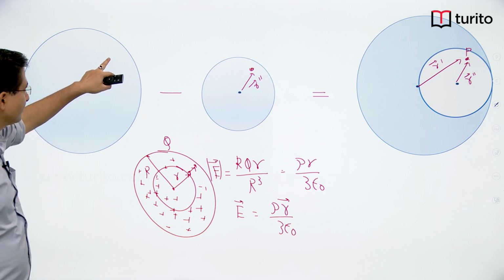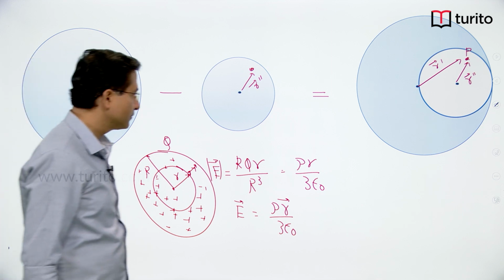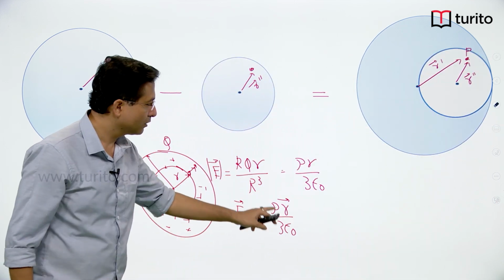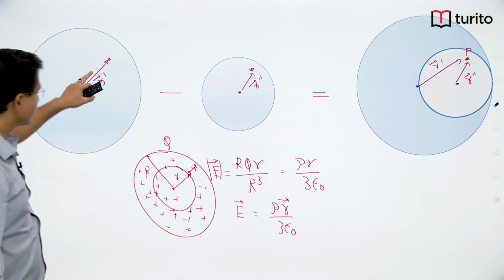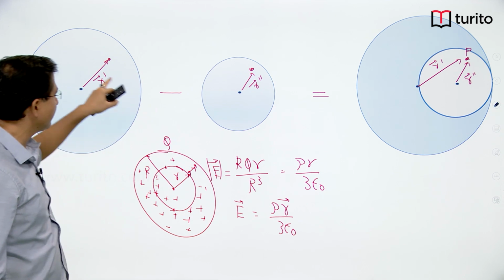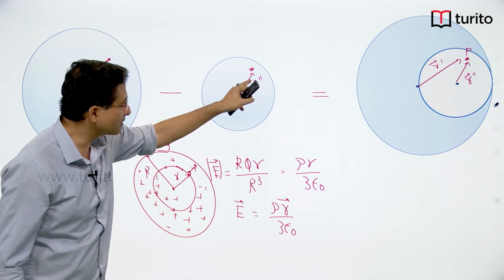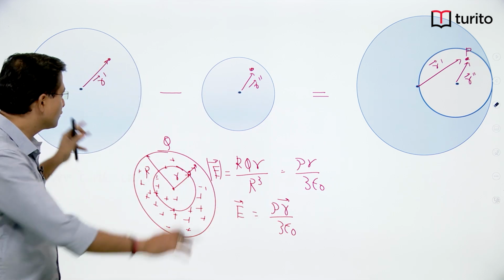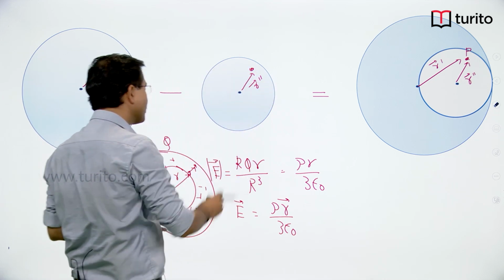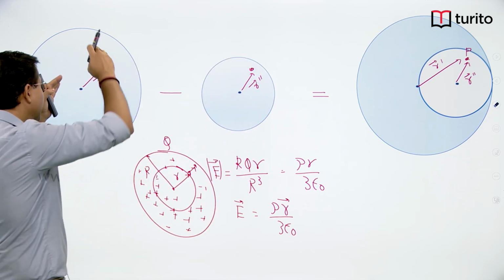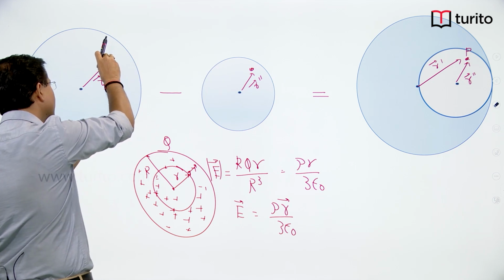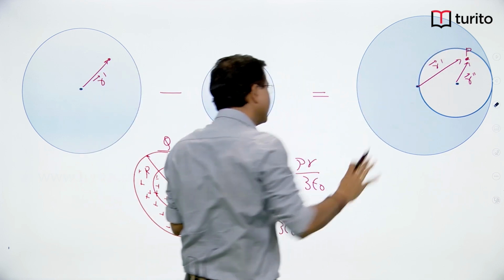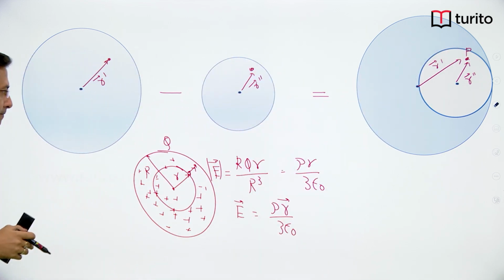What is the field at this point because of this whole thing? I can use this expression, rho r upon 3 epsilon naught. So, for this situation I will replace r by r dash, and for this expression I will replace this r by r double dash. So, this will create a field at this point, and this will create a field at this point. If I subtract the field created by this at this point from the field created by this at that particular point, then I will get the net field at this particular point. That is the approach, right.